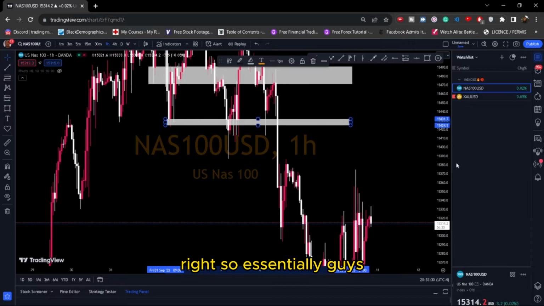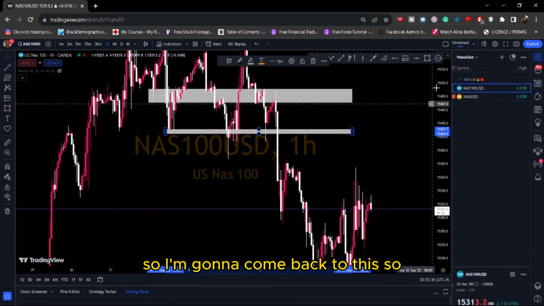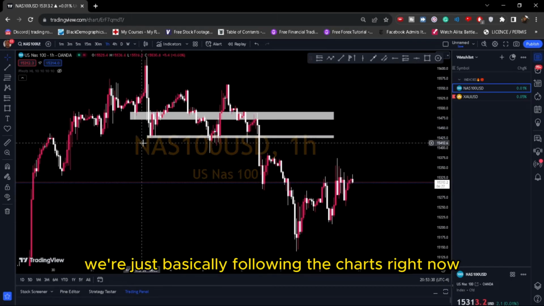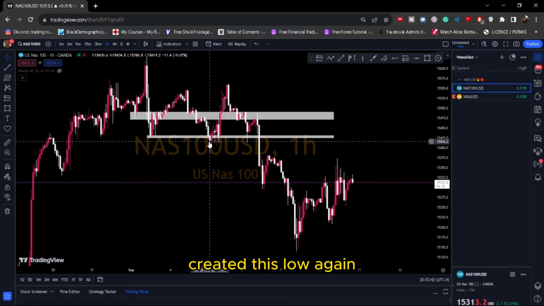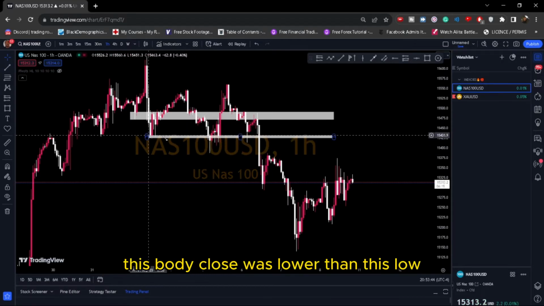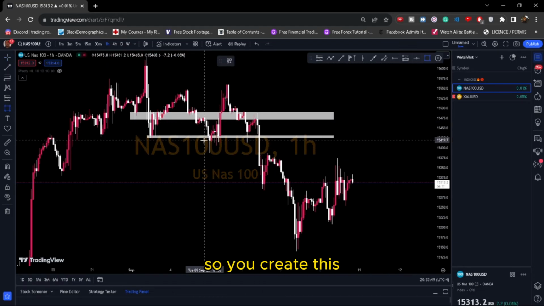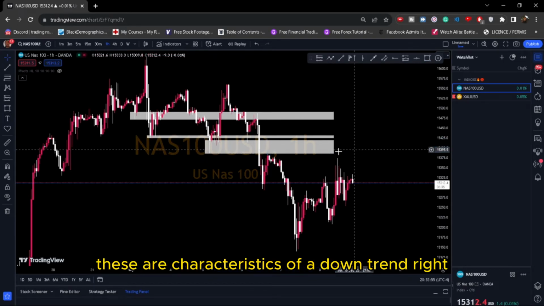So essentially guys, we are basically following the chart. So I'm going to come back to this. We're just basically following the charts right now. So as you can see, this low created this high, came back again, created this low again. This body close was lower than this low, and then it now created this big wick, right? So you create this big wick right here. So as you can see, these are characteristics of a downtrend, right?